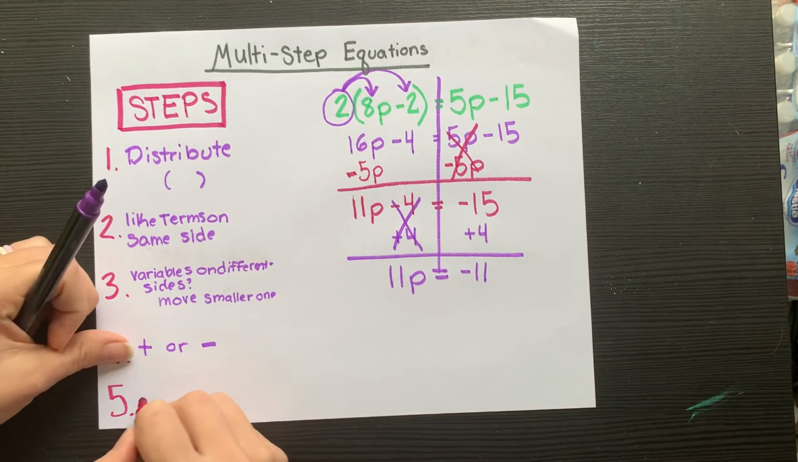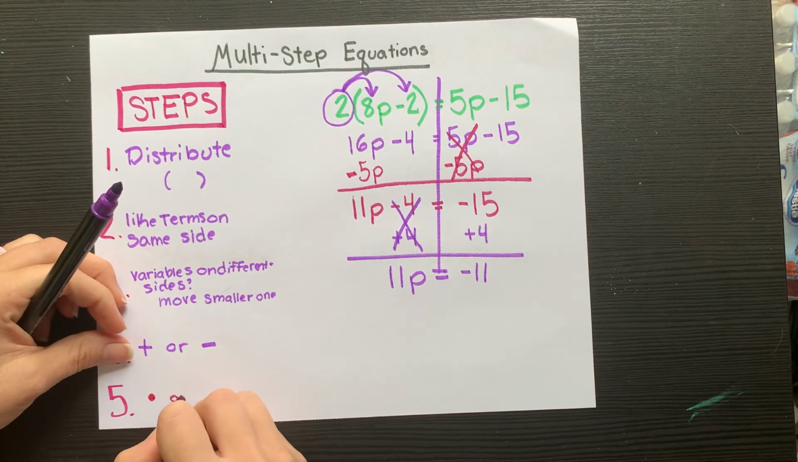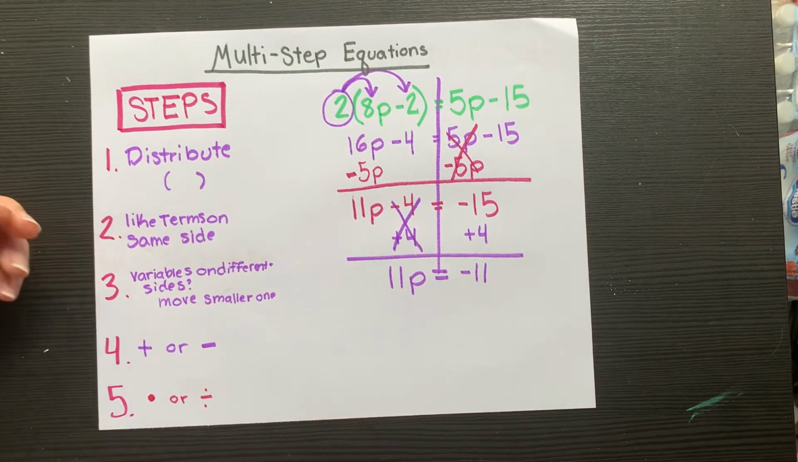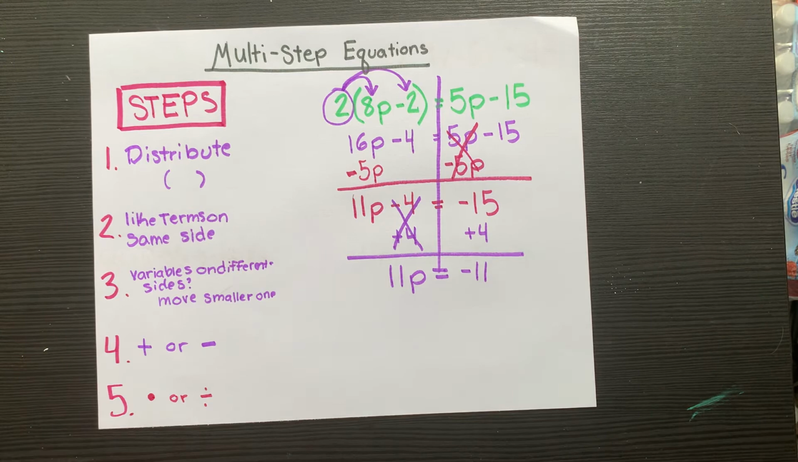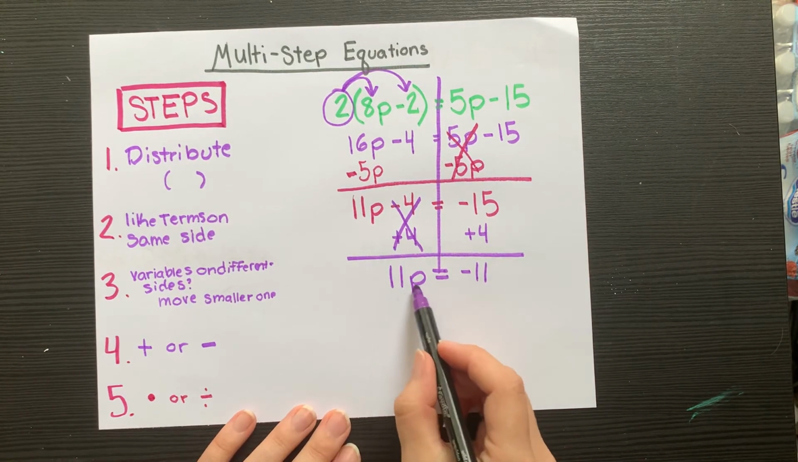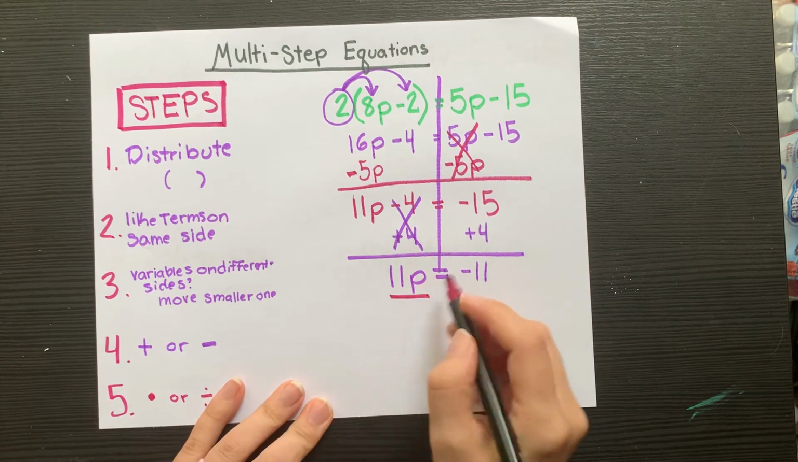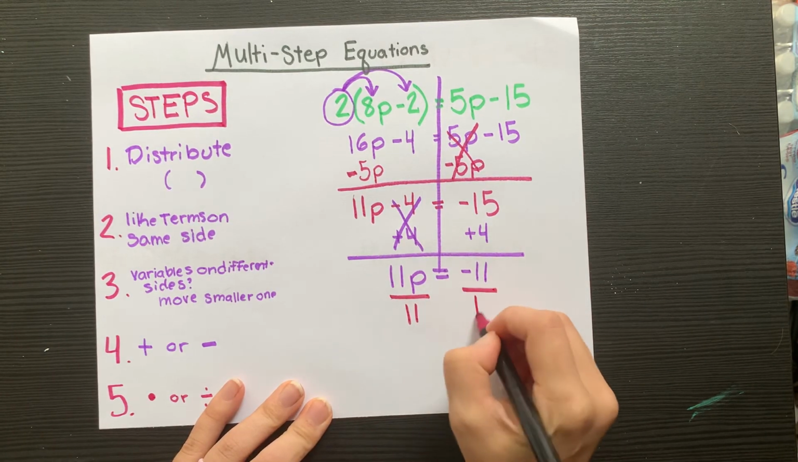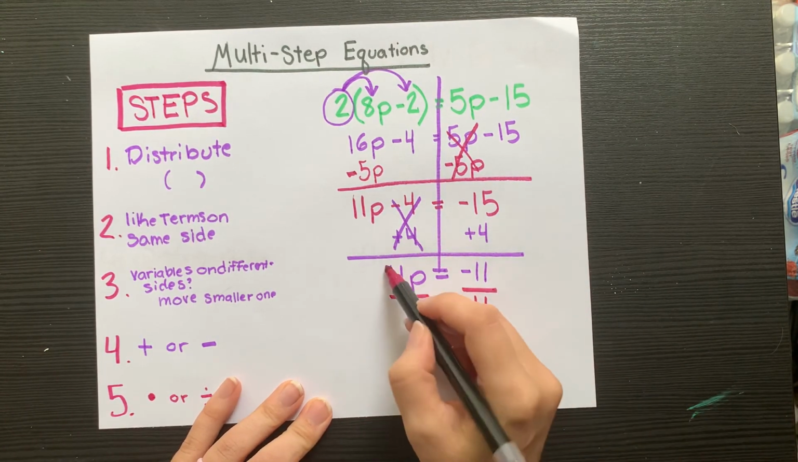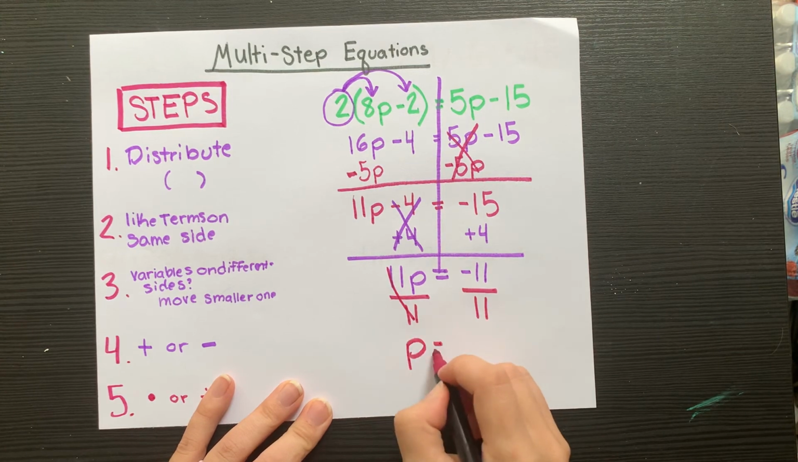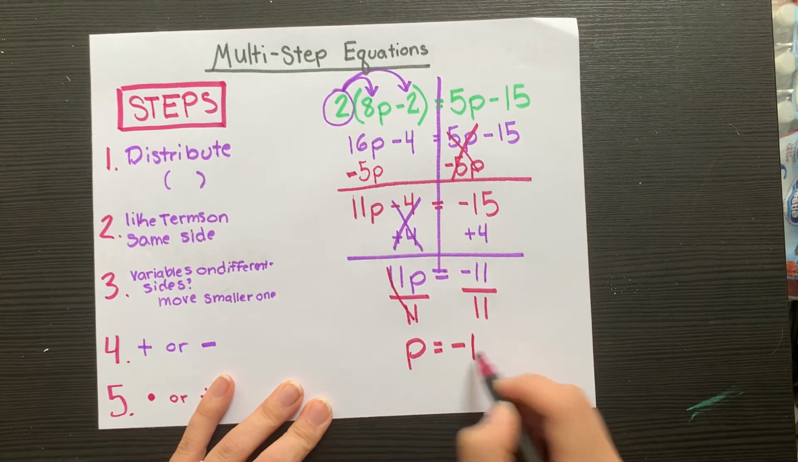Do you add or subtract? Do you want to multiply or divide? So looking at this, 11p, that's multiplying. Opposite of multiply is divide. So we'll divide by 11. Those will cancel. p equals negative 1.